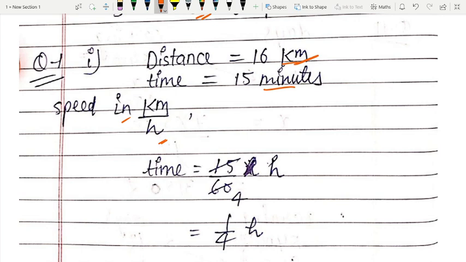we need to change the time. Kilometer is the unit of distance, and hour is the unit of time. So our time should be in hours, but here the time is in minutes. So we will change time into hours. To change minutes into hours we divide by 60. After solving this, we have got 1 upon 4 hour.